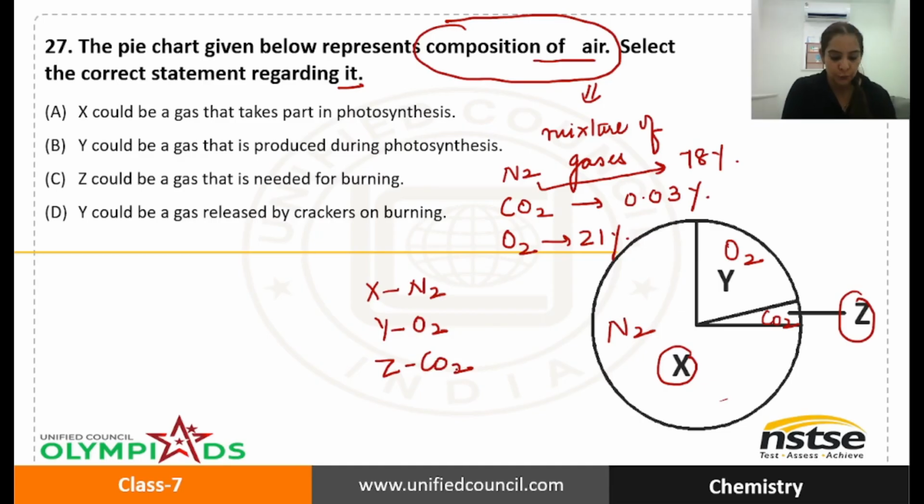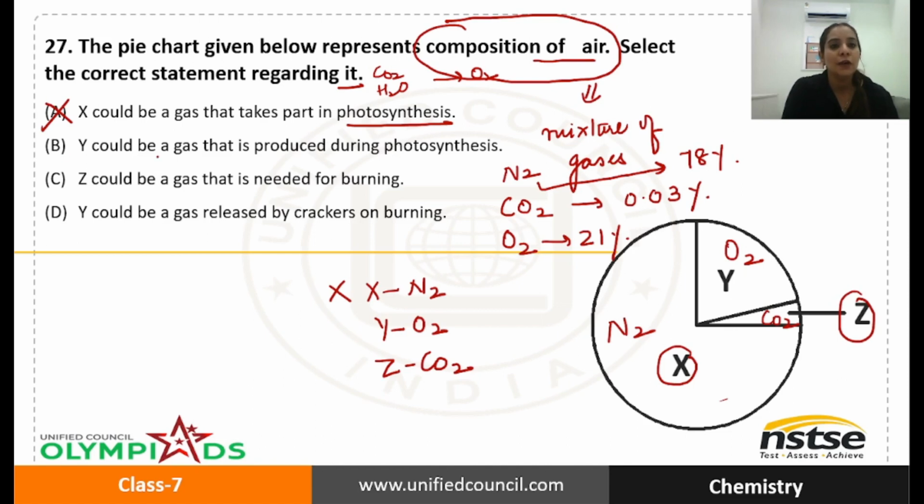Now let's read up the options quickly. X could be a gas which takes part in photosynthesis. We know that photosynthesis is a process by which green plants prepare their food. And what do they need? They need CO2, water, sunlight and chlorophyll. And as a result, when they make food, they release oxygen gas into the atmosphere. So this one is incorrect because they utilize CO2 and they give O2. So N2 is not a participant there.